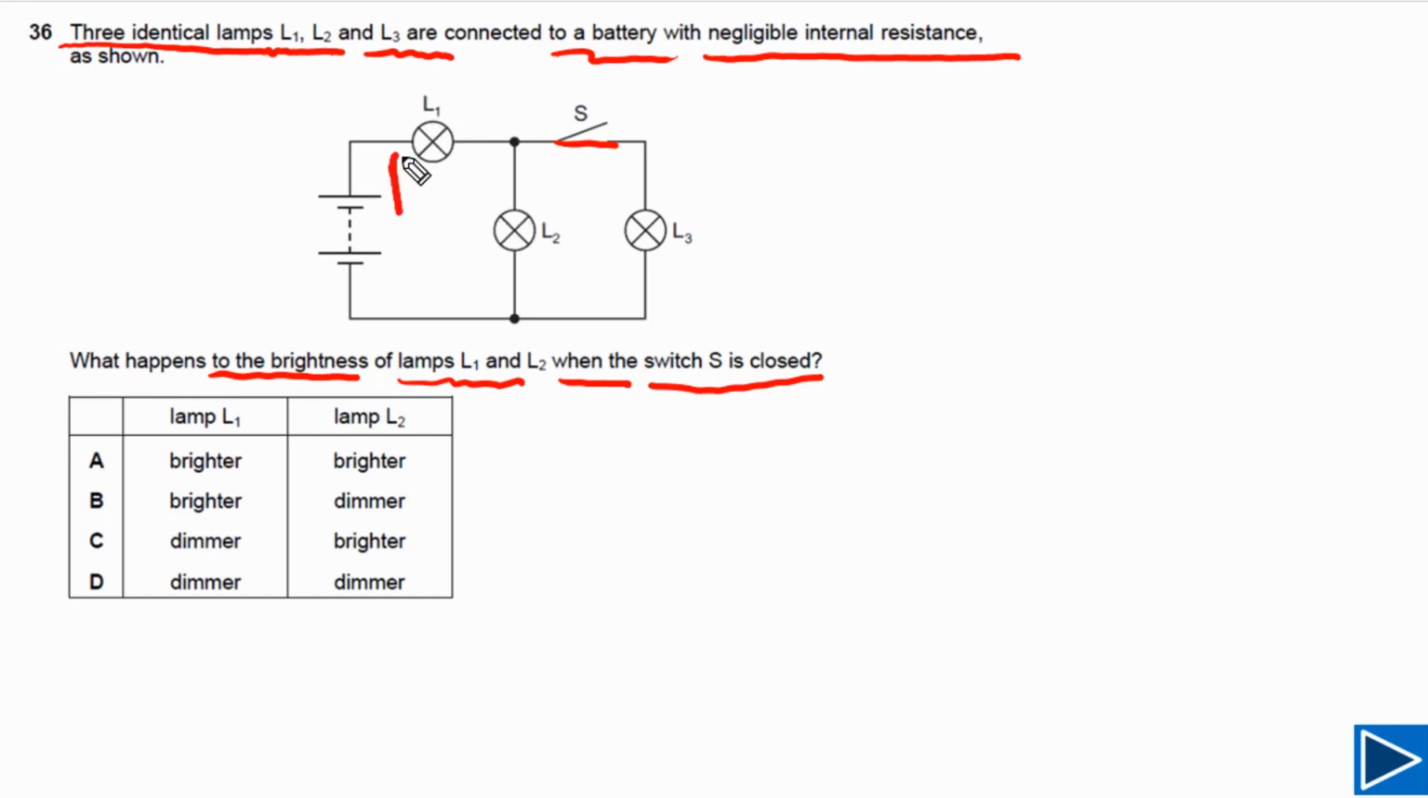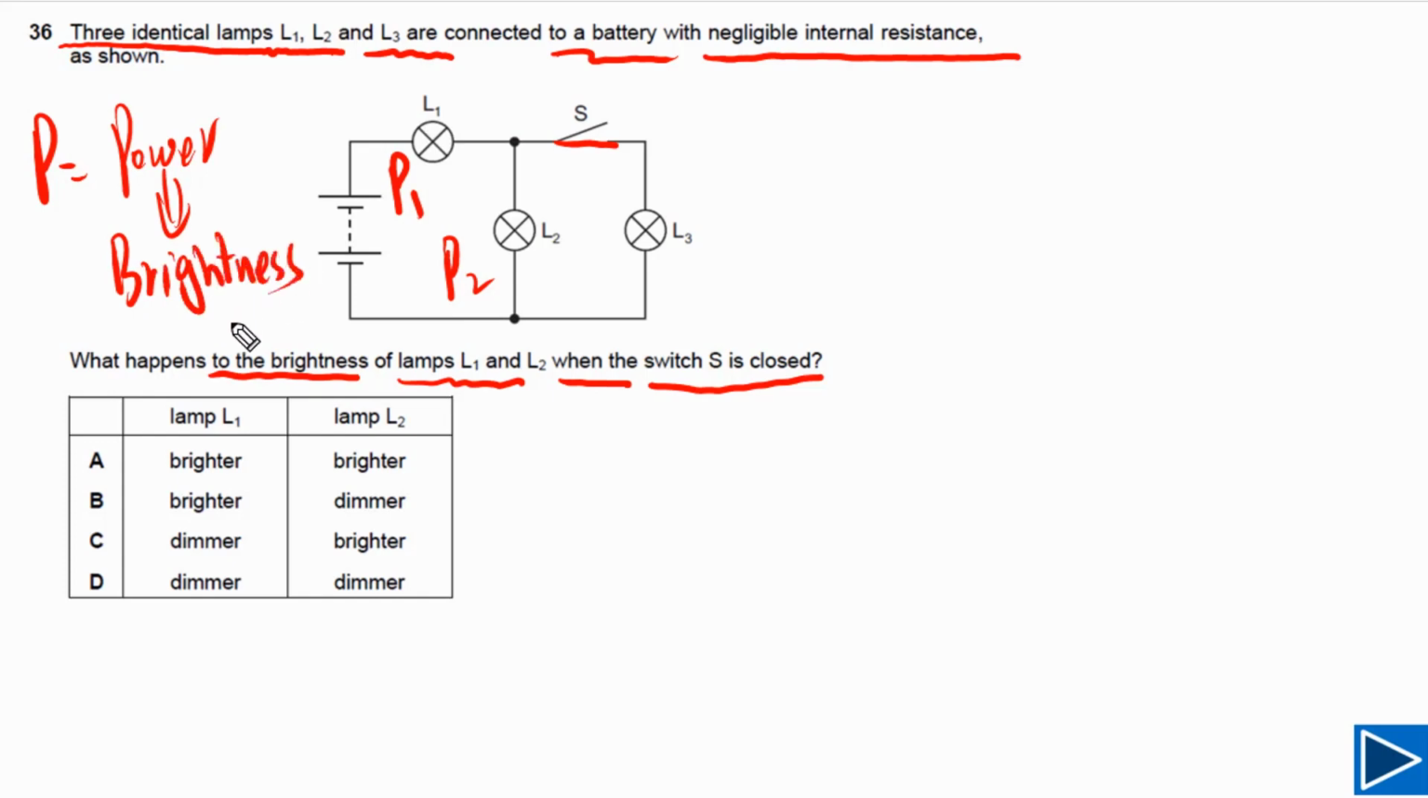Simply, we need to compare the power. As we understand, P here is for power, and the power is linked with brightness. The higher the power, the brighter the bulb, and vice versa is also true. If the power is greater, brightness will be greater, and if the power is lower, brightness also will be lower. Let's try to answer this question now.